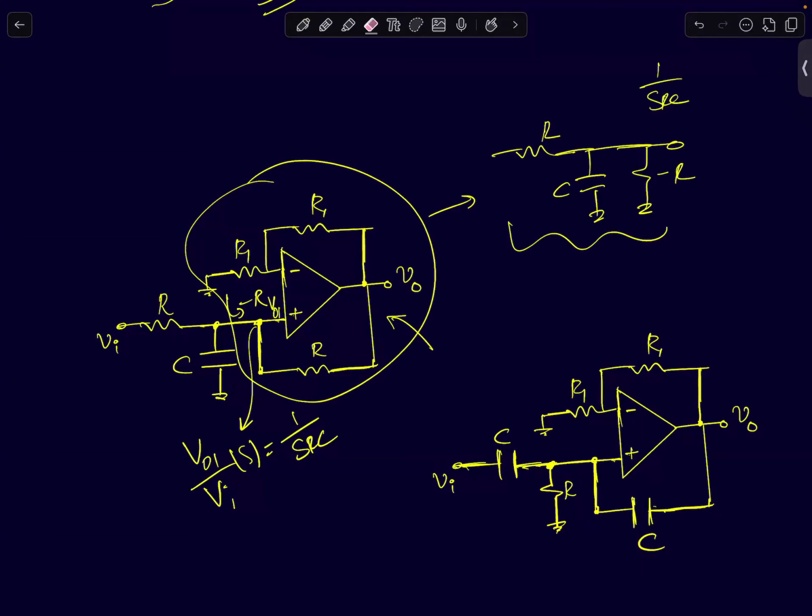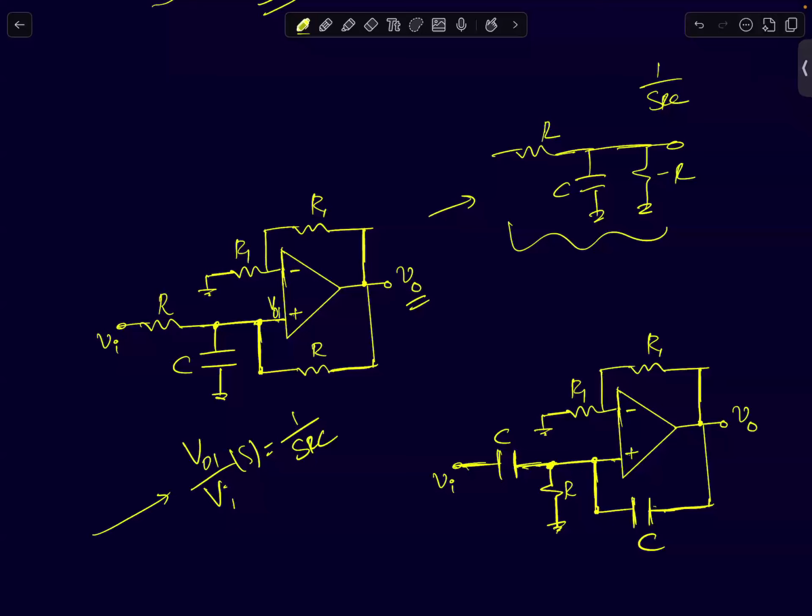So I have now built a circuit that will realize an ideal non-inverting integrator using just a single op amp. So what is the voltage V0? I've derived VO1 by VI is 1 by SRC. What is V0 by VI?